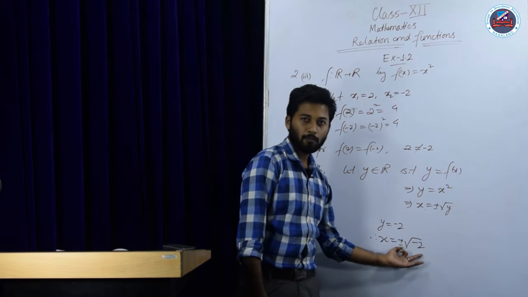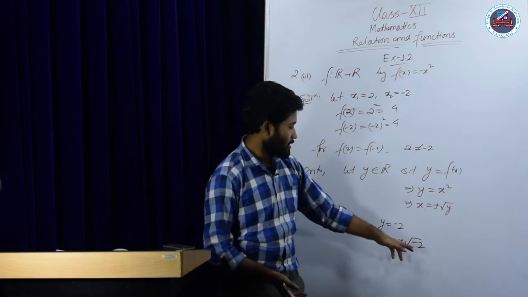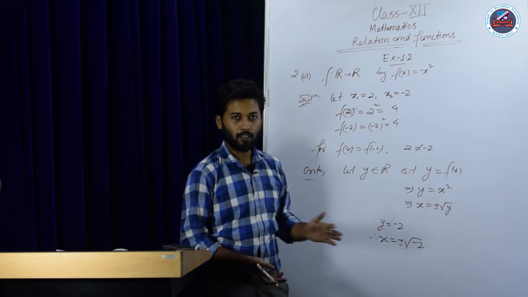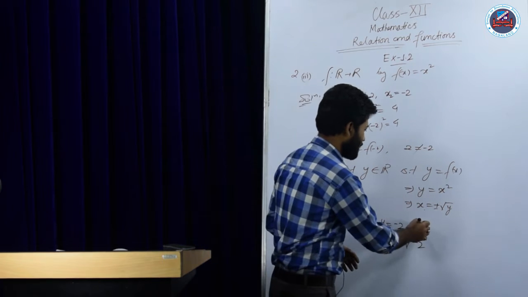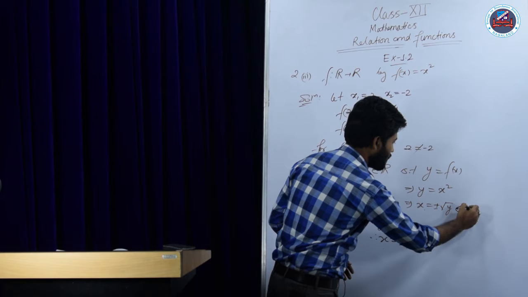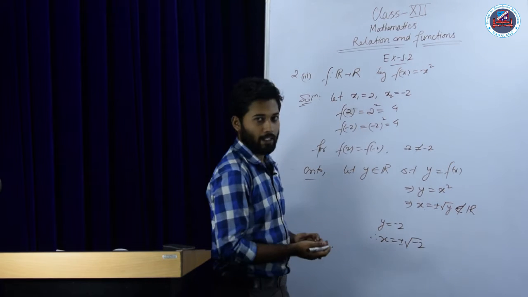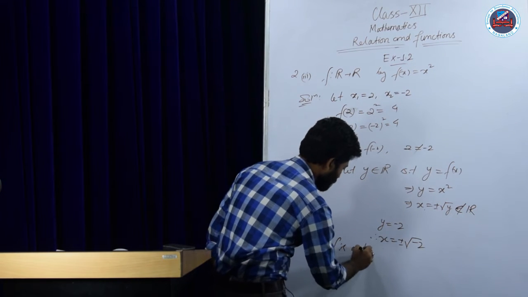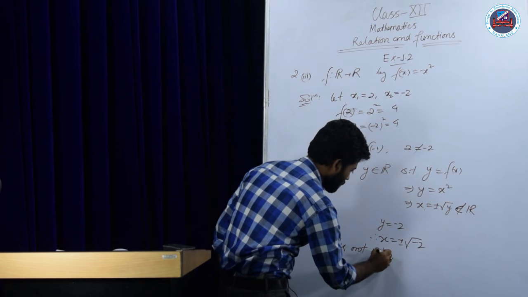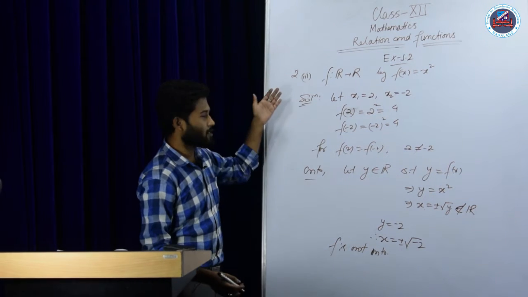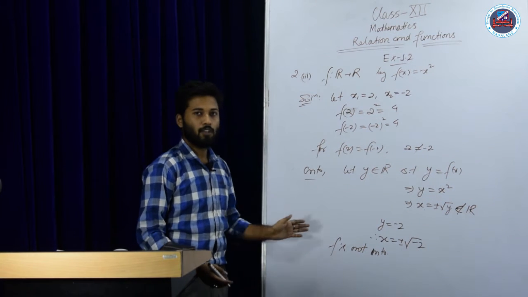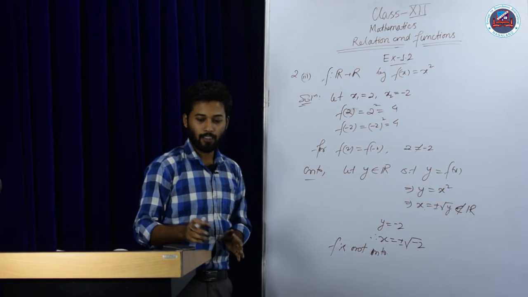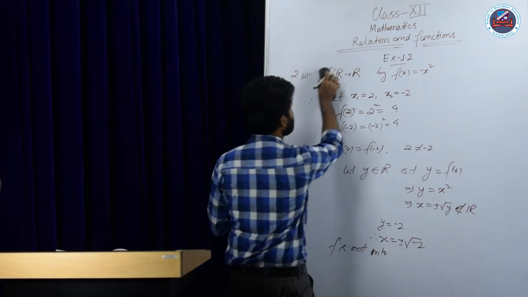Now is this a real number? No, because a negative number under the square root is an imaginary number. Clear? So we can say that this does not belong to the domain, and hence f is not onto. And since f is not 1, 1, and also not onto, we can say that f is not bijective. Clear? Let's proceed to the second question.